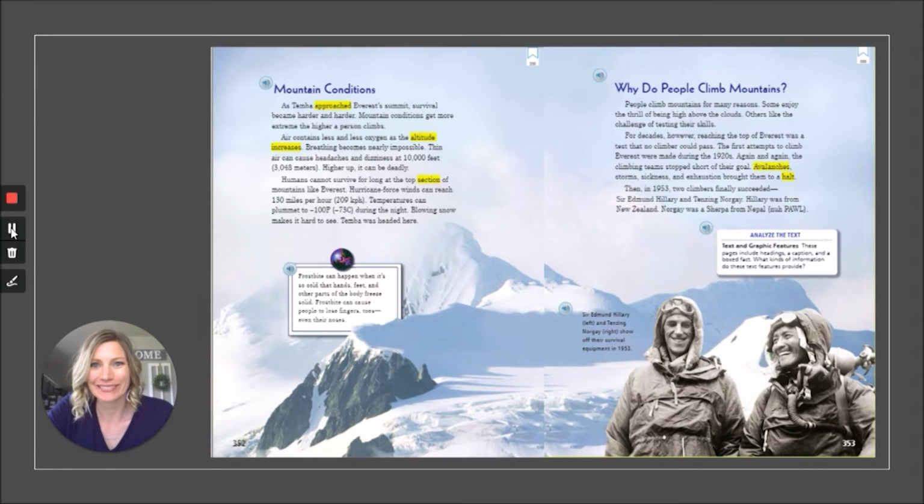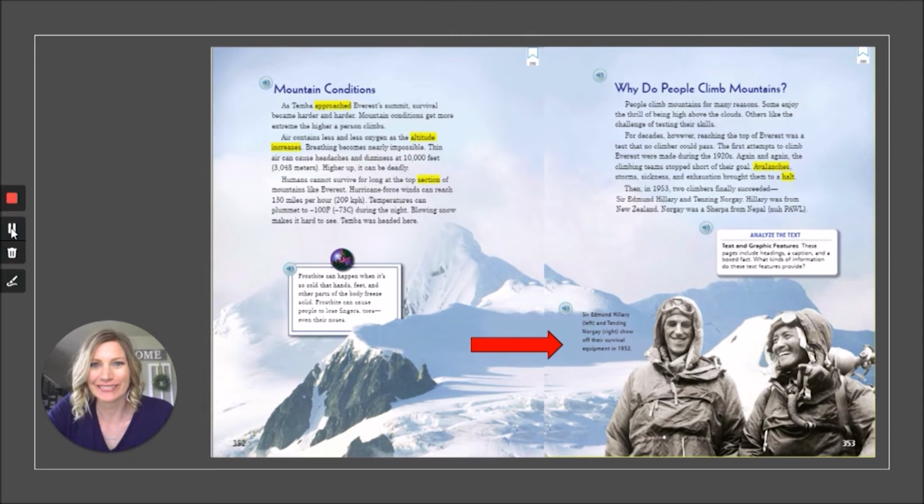The first attempts to climb Everest were made during the 1920s. Again and again, the climbing teams stopped short of their goal. Avalanches, storms, sickness, and exhaustion brought them to a halt. Then, in 1953, 2 climbers finally succeeded. Sir Edmund Hillary and Tenzing Norgay. Hillary was from New Zealand. Norgay was a Sherpa from Nepal.